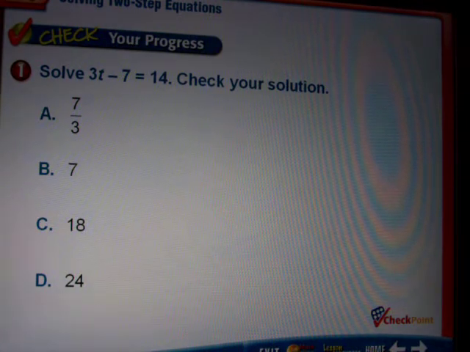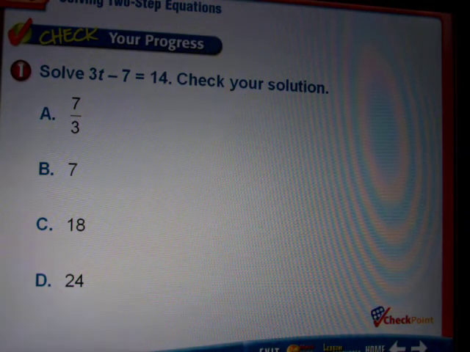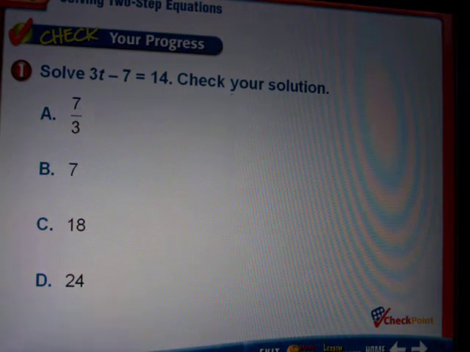So now here I have 3t minus 7 is equal to 14. Then I want you to check your solution. Remember, the first thing you're going to do is you're going to add 7. And if you go about it that way, it should be easier to find. So answer A, 7/3, B, 7, C, 18, or D, 24. And your answer is?